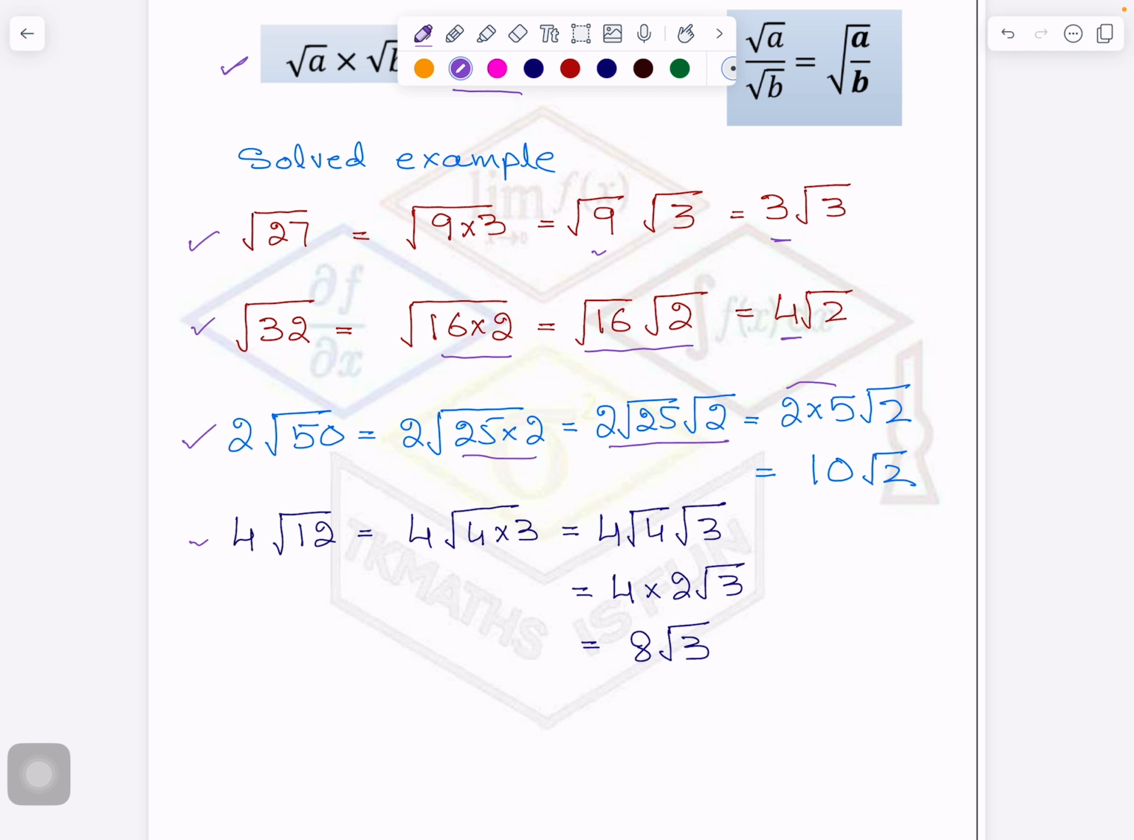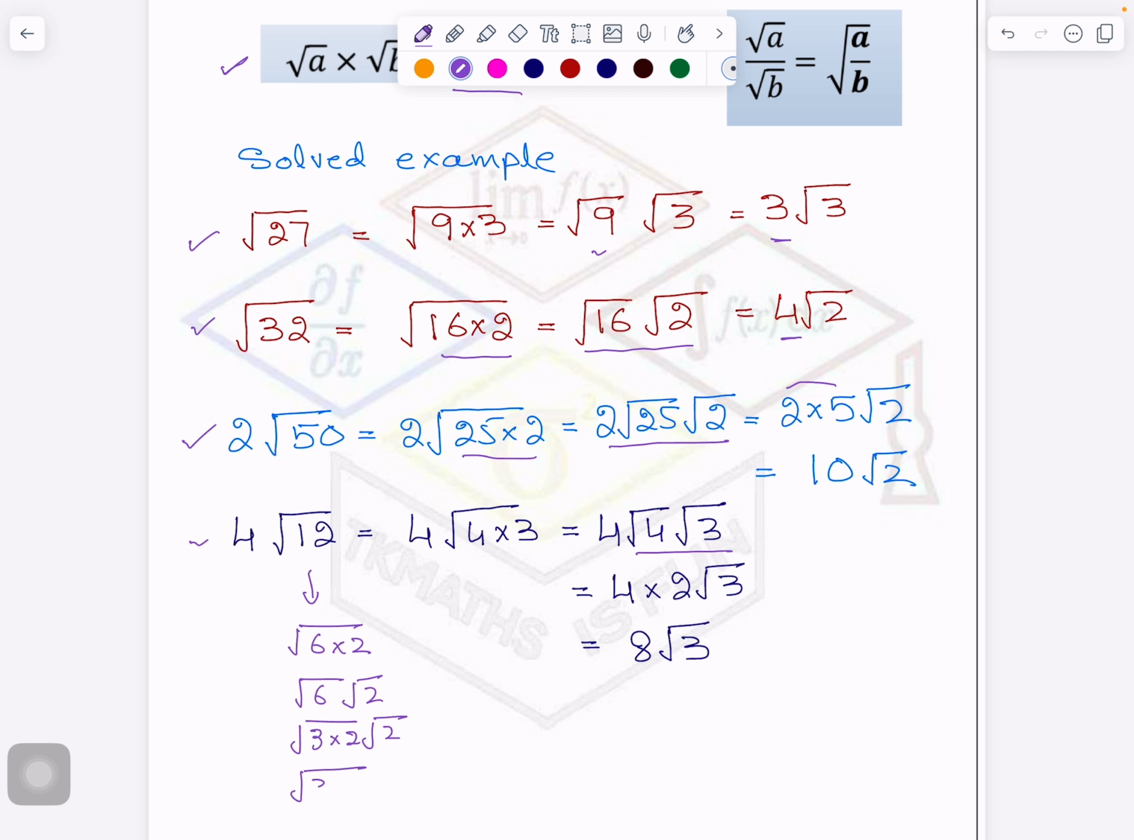Root 12 can be written as 4 times 3, which is 12. And then split it up. It will become root 4 into root 3. Root 4 is 2. By the way, somebody can think here that root 12 can be written as 6 times 2. If you write it like this, then again you have to further simplify it. It will become 3 times 2, because you keep simplifying till the stage where you cannot simplify it further.